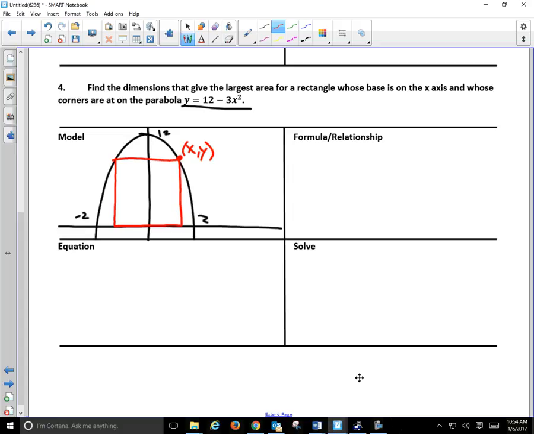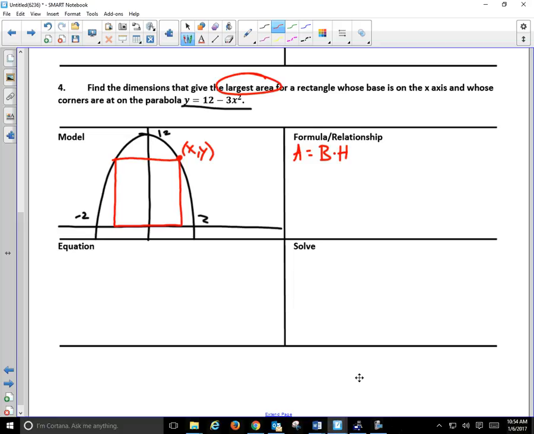What's driving this problem? What phrase is driving this problem? Largest area, I want to maximize the area. That's what I want to do. What's my formula for area of that shape? Length times width. I'm going to call this base times height, and I'm going to refer to that because it says its base is on the x-axis. So I'm just going to try to use consistent language.